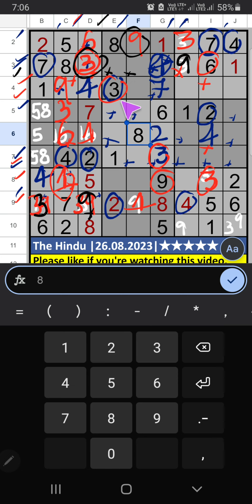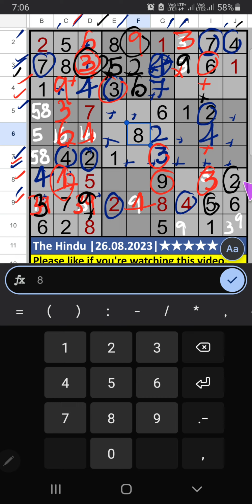Column E, we have 2. So 2 can't come in this cell, 2 is confirmed here. Then 5 is here. Then second grid, only one number is remaining, 6. 6 is confirmed here. Then third grid, 3 numbers are remaining, 2, 8, 5. Column I, we have 2 and 5. So 2 and 5 can't come in these cells. It will come in one of these cells.